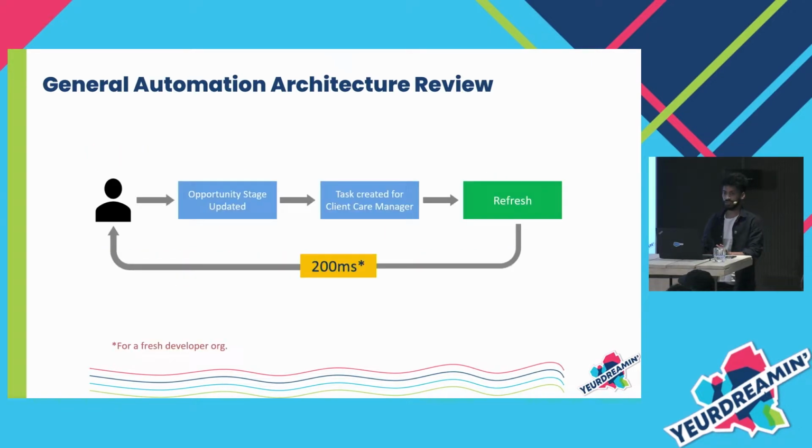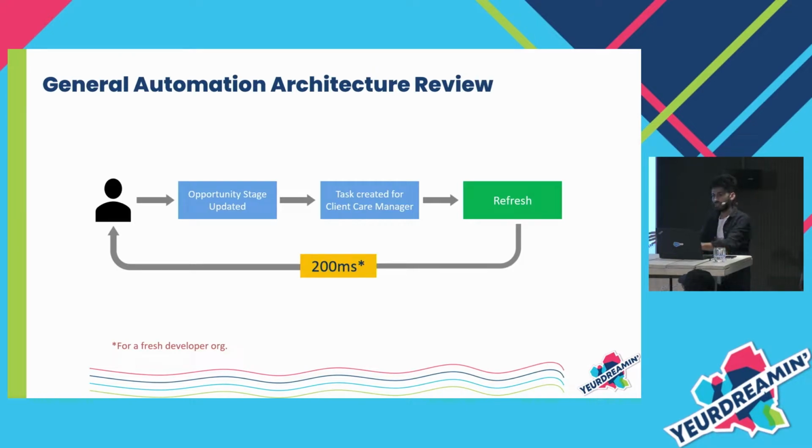Very simple. You will create a flow where you will put in some conditions and create a task. And all of this happens in a synchronous cycle. The thing is, if you implement this, and I did it in a fresh developer org, it takes about 200 milliseconds. Now imagine when you combine all of those automations running in a synchronous cycle, this number keeps growing and growing, and it will continue to grow.